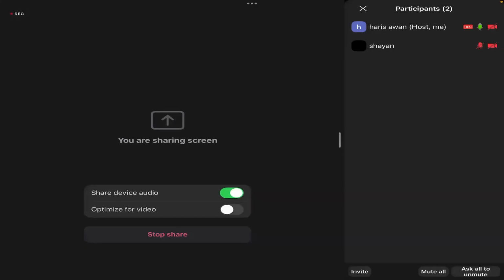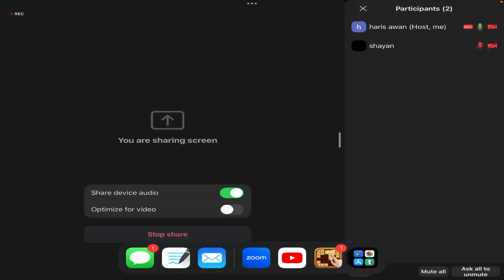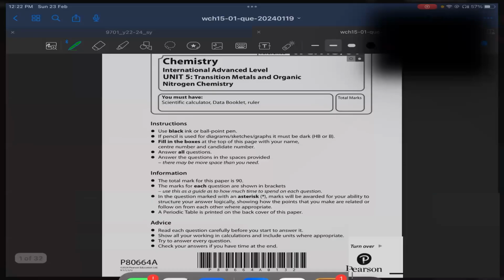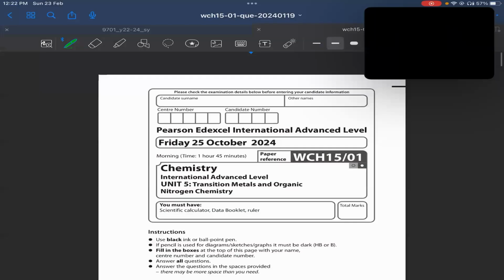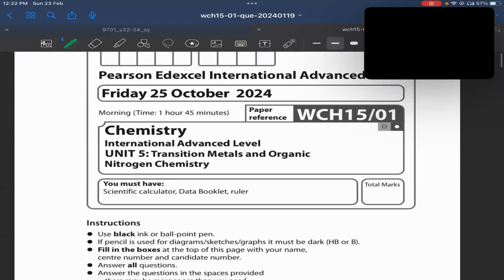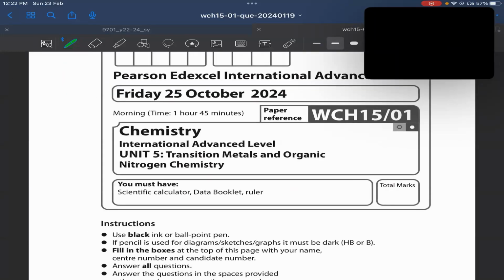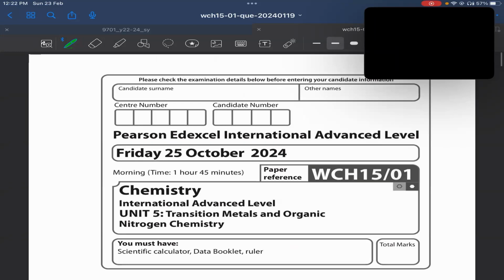Like in the last class, we started benzene. But today I just want to go through some past paper questions. I didn't share the paper because I wanted to do it like in the live session.